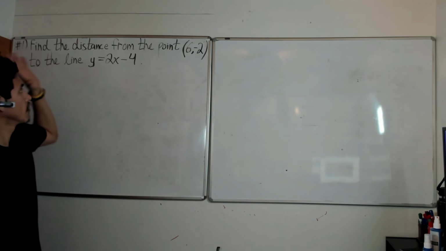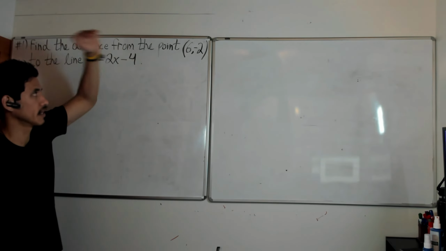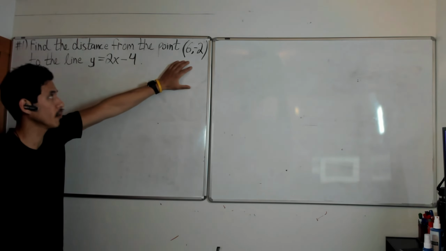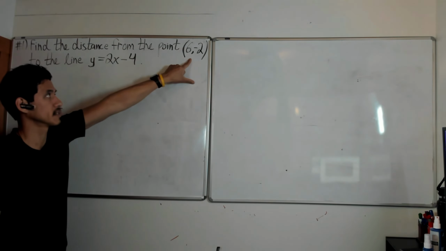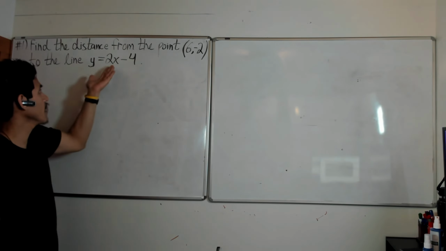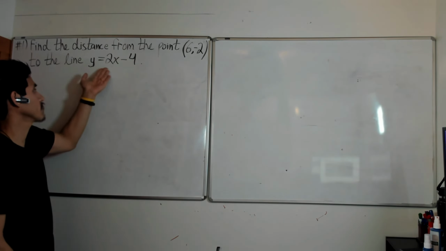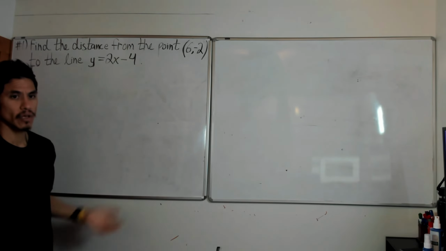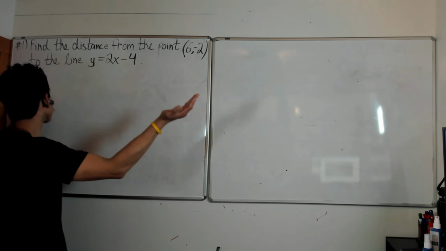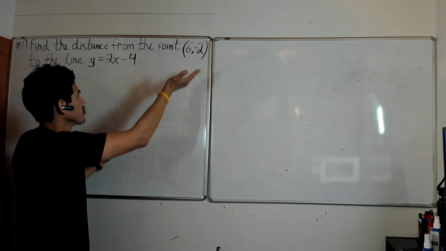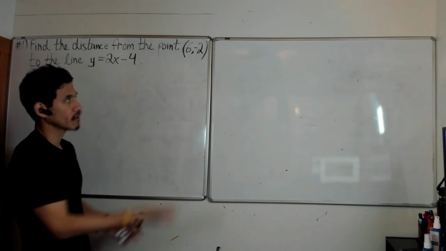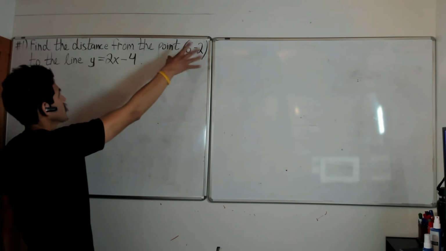All right, so now we're going to look at how we can find the distance from a point, in this case, the point (6, -2), to a line. In this case, the line y = 2x - 4. Now, the thing is, there's no graph. What do we do? Because we're not given a graph, we're not given a picture or anything.